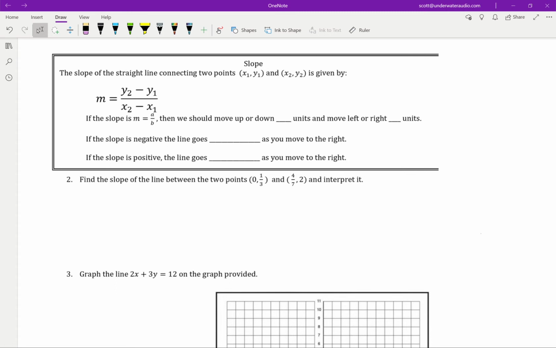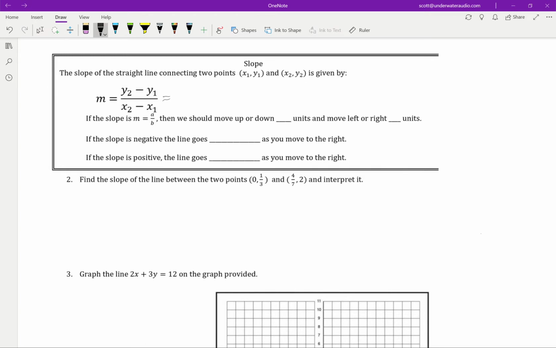Okay, so we just talked about the equation of a line. Now we're going to talk about slope. The slope of the straight line connecting 2 points, (x1, y1) and (x2, y2), is given by m equals y2 minus y1 over x2 minus x1.